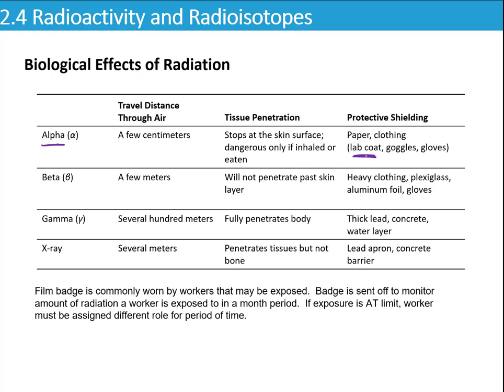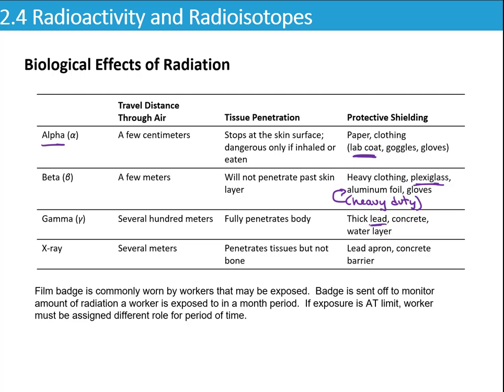Beta, though, we're going to use plexiglass. If they use aluminum foil, that's the heavy duty, you know, that real thick aluminum foil that you can get that's like three times thicker than normal. If they use aluminum foil with beta, it's going to be that really heavy duty aluminum foil. Gamma, on the other hand, you wear the lead apron.